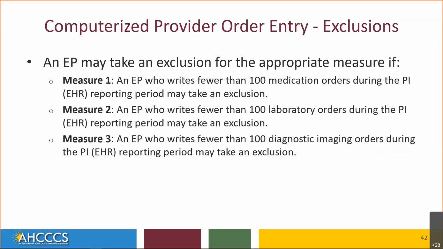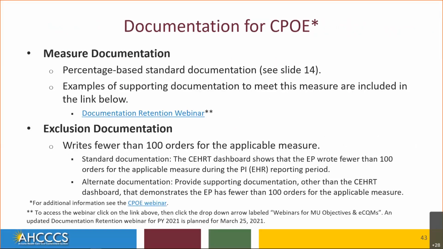So an EP may take an exclusion for the appropriate measure if, for Measure 1, the EP wrote fewer than 100 medication orders during the reporting period. For Measure 2, the EP wrote fewer than 100 laboratory orders during the reporting period. And then for Measure 3, the EP wrote fewer than 100 diagnostic imaging orders during the reporting period.